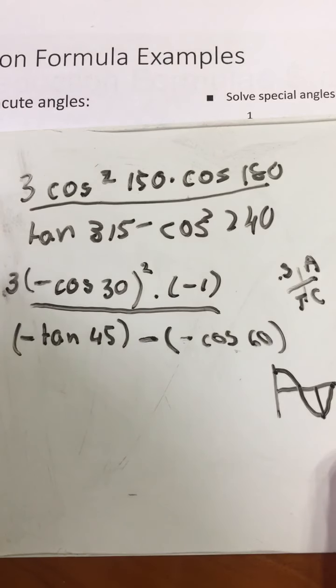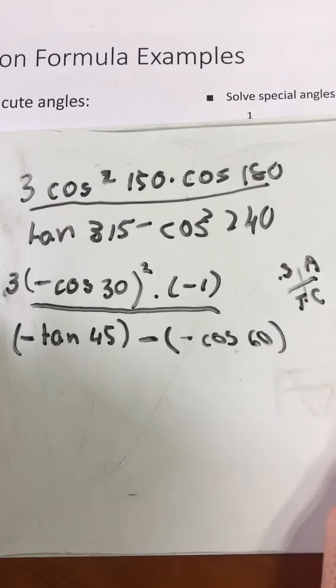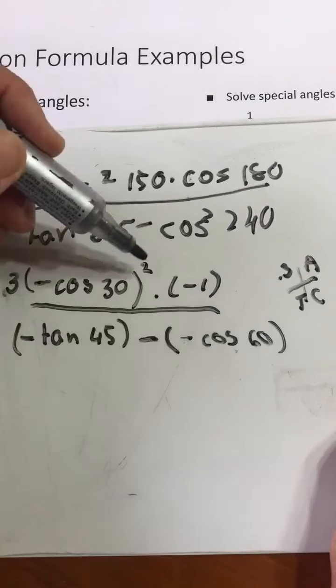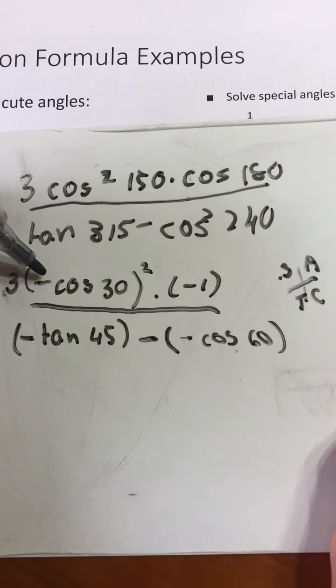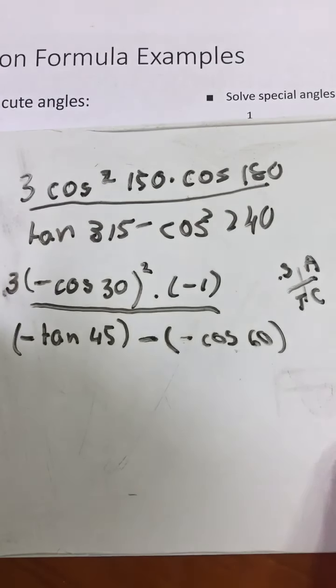Okay, now the rest is just a matter of using your special triangles, and I think from here on you can do it no problem. Just remember when you square it that you need to square your negative as well, and the rest I'm going to leave so that this video doesn't get too long.